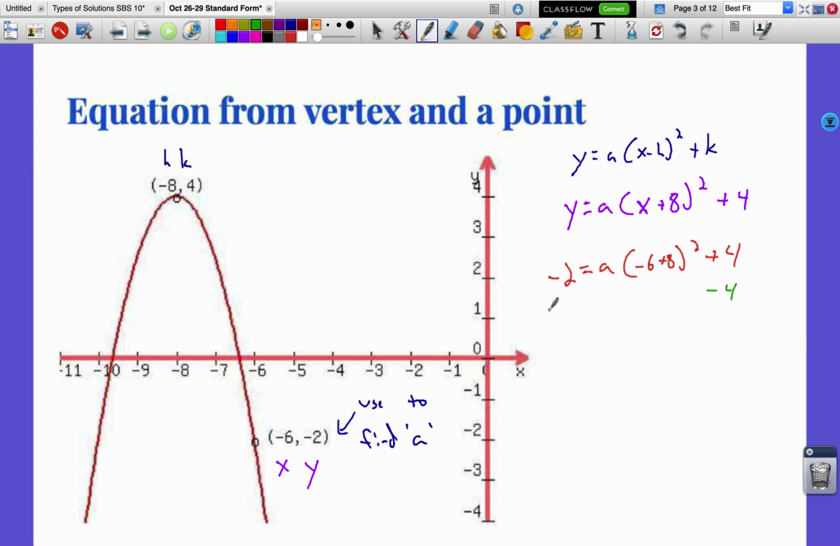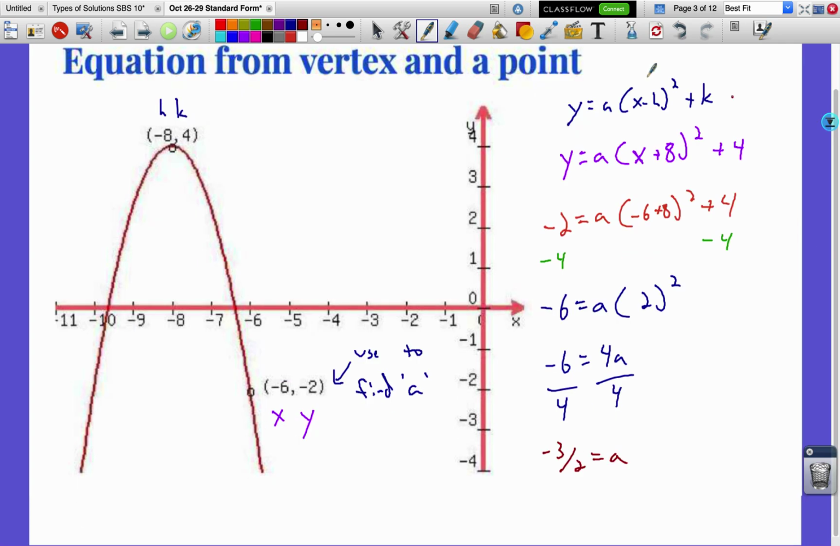I might start by subtracting 4 from both sides and also combining what's inside the parentheses. -6 equals a times 2 squared. -6 equals 2 squared becomes a 4, so I'll rewrite this as 4a. Divide both sides by 4, and I get -3/2 equals a when I simplify that fraction.